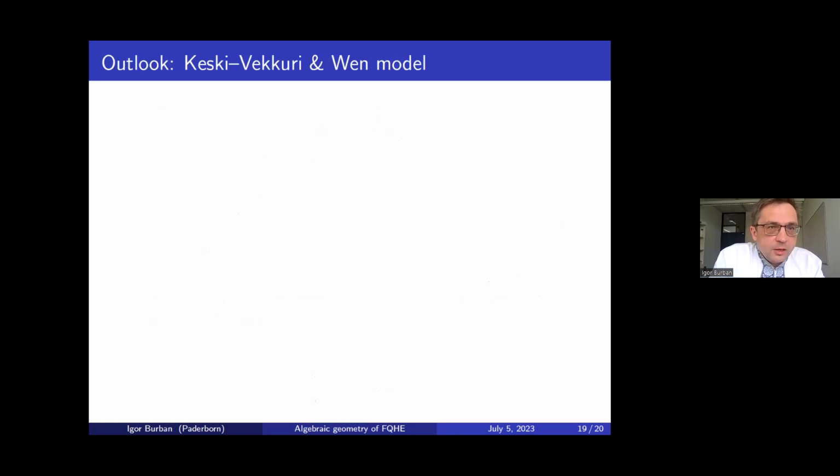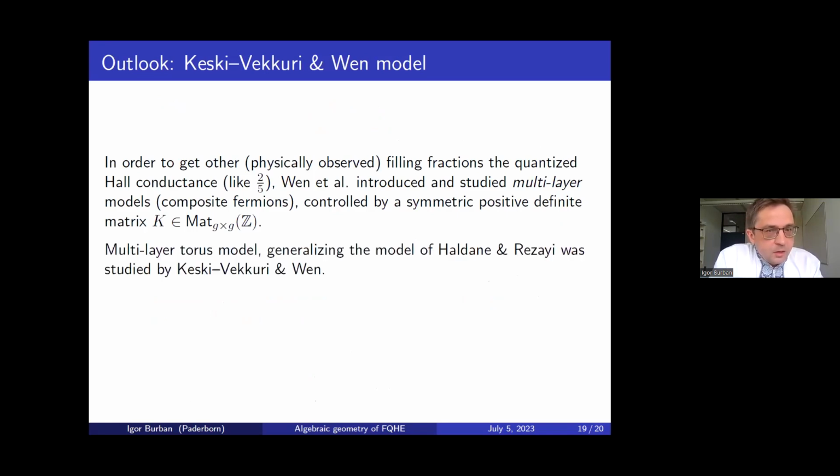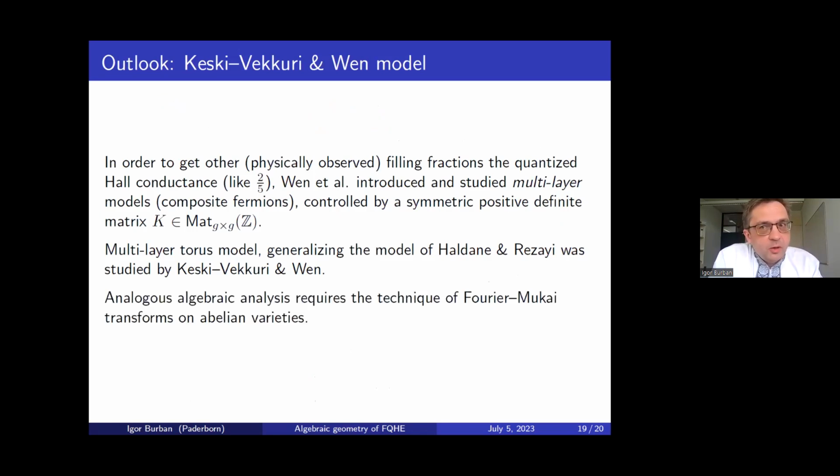So this story has a continuation because we also want to implement other fractions. And to do it, one has to speak about the model of Jain-Kivelson and Kiveleson, which generalizes the model of Haldane and Rezayi. So the corresponding mathematics is very interesting. It involves a theory of Fourier-Mukai transforms on abelian varieties.